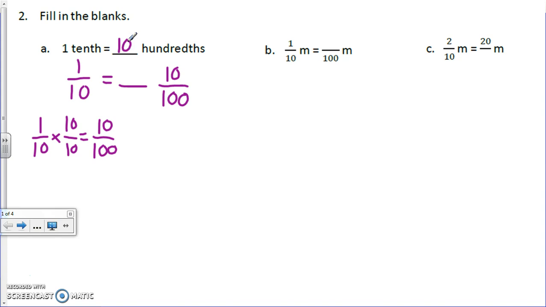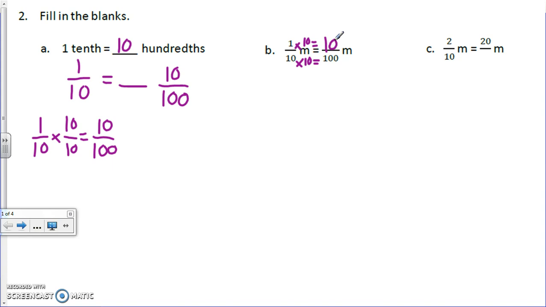For the next one, we have 1/10 of a meter equals how many hundredths of a meter? Well, we really just did that, again, using multiplication. If I want to think about it as 10 times 10 equals 100, whatever I do to the bottom, I must do to the top, so 1 times 10 is 10. So 1/10 of a meter is equal to 10 hundredths of a meter.